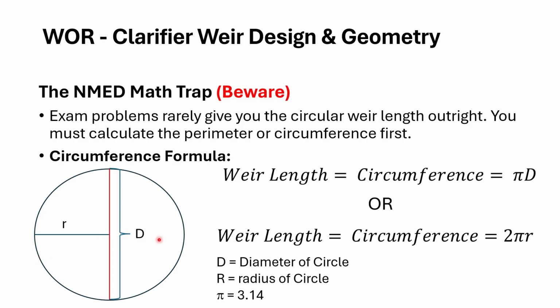Okay, that's the diameter. So the weir length is basically the circumference, and that's pi, or 3.14, times the diameter. If you really like using radiuses, it's 2 times pi times the radius. Same thing, okay? The diameter is twice the length of the radius, so 2r is going to equal d, the diameter in this case. And d is the diameter of the circle, r is the radius, and then pi, you can just use 3.14. So that's how we calculate the length around that circular clarifier.